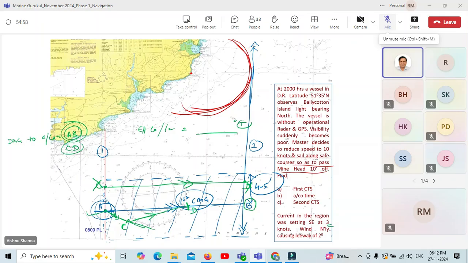Wind is northerly. Now, to counteract wind, do we go into the wind or do we go down the wind? Towards the wind. So we go into the wind. Will this CTS reduce or increase if I go into the wind? Reduce. So minus 2 degrees and you'll get CTS so many degrees true.